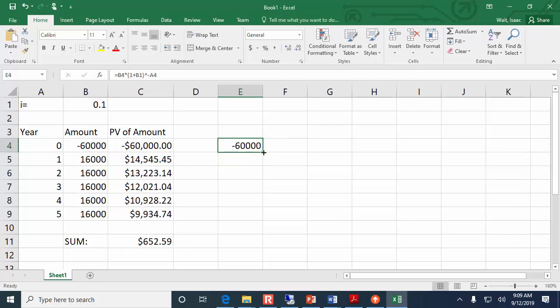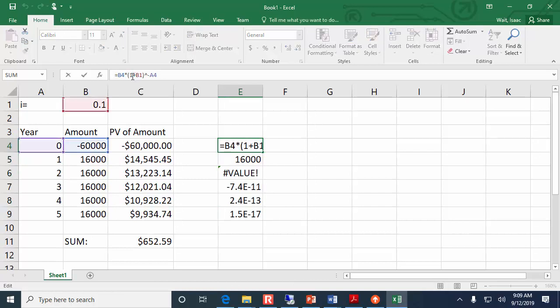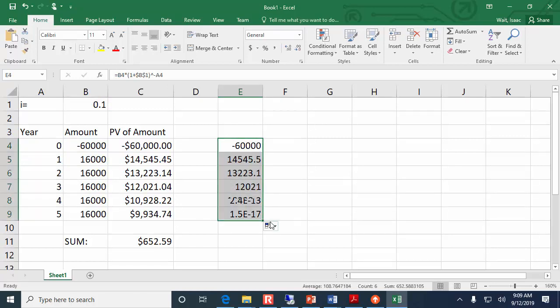Okay, if I drag that down. Oh, I didn't anchor a cell reference. All right. So the PV function is doing the same thing as P equals F times 1 plus i to the minus n power. And that's straight out of the equation table that I've given you.